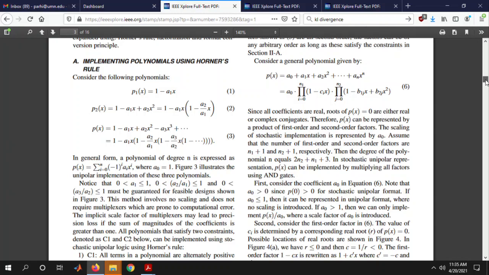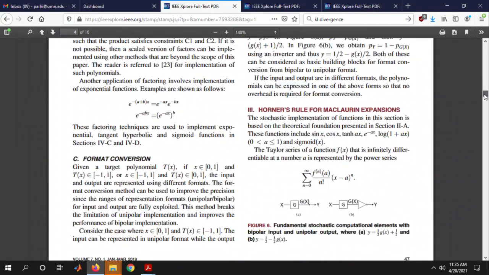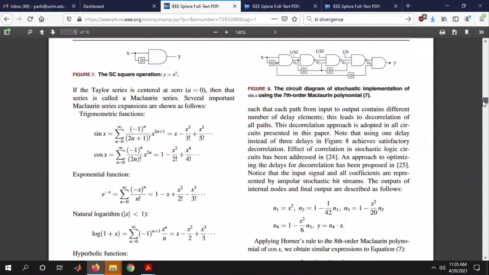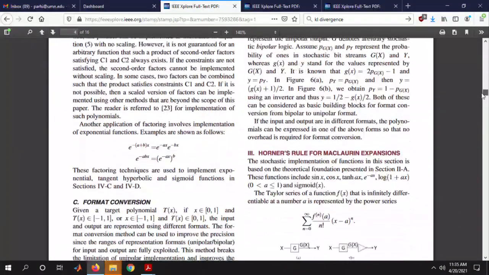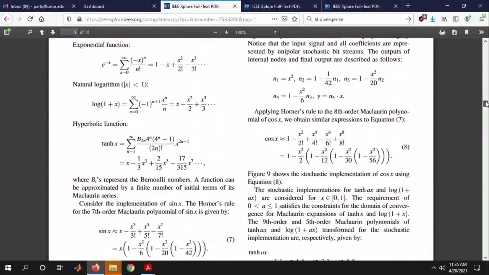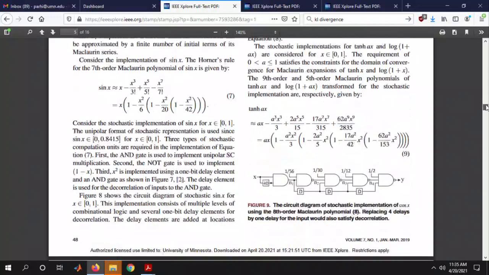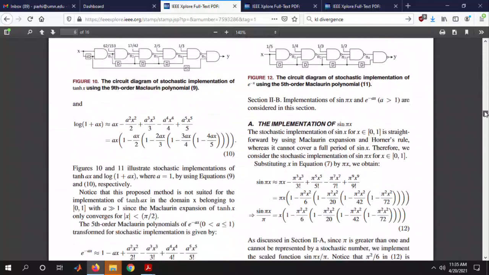So, I briefly talked about how to compute e to power minus x. So maybe the best thing might be to read, let's see, this section 3. Maybe there is no real need to read the whole section. Read just section 3, how we compute sine x, cosine x, tan hyperbolic x by expressing by Horner's rule and then computing circuits from that.